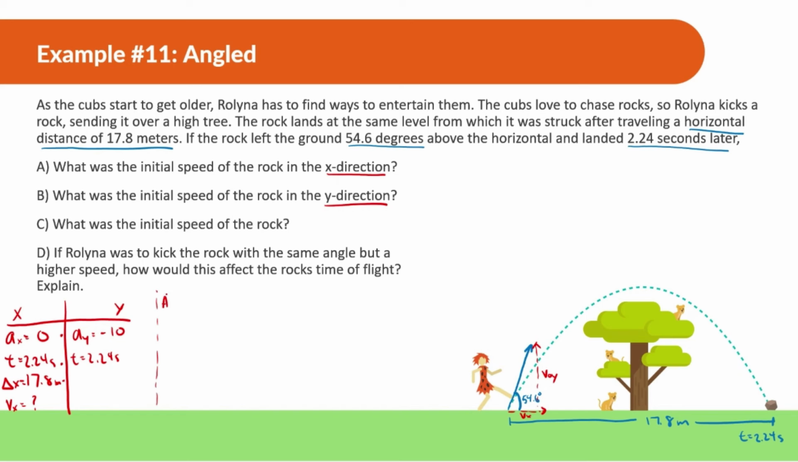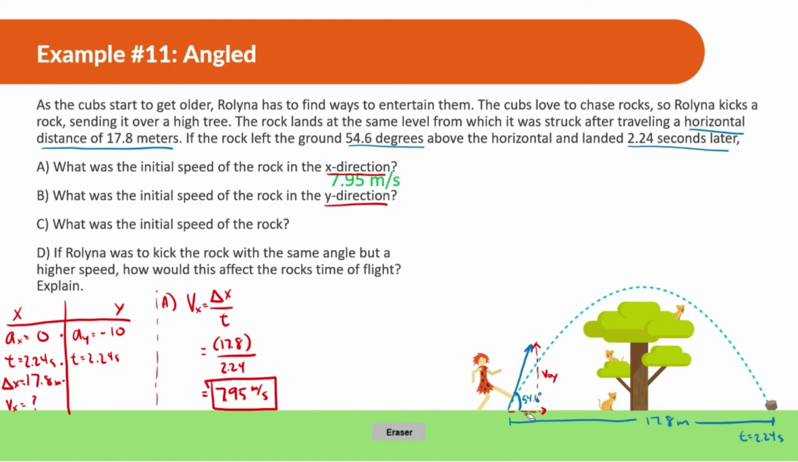Okay, so part A. We should know we're going to use the only formula in the x direction since there's no acceleration, which is the velocity in the x is equal to displacement in the x divided by time. And then we're going to manipulate, oh no, we don't even have to manipulate it this time. Great. Displacement is 17.8 divided by time, which is 2.24. And let's see what we get. 7.95 meters per second. Okay, 7.95 meters per second. Great.